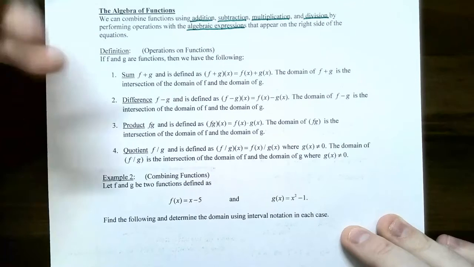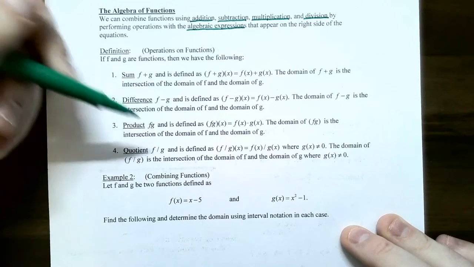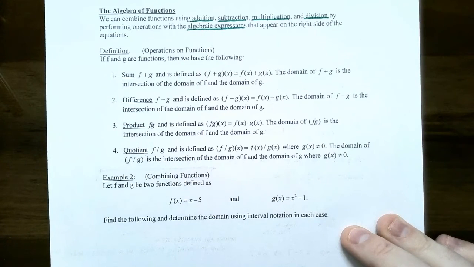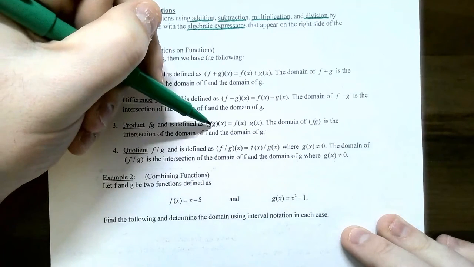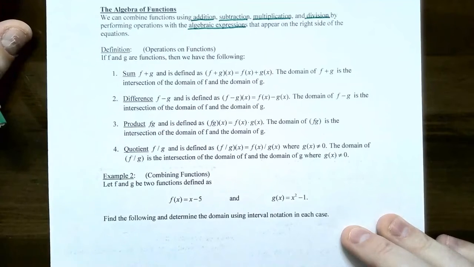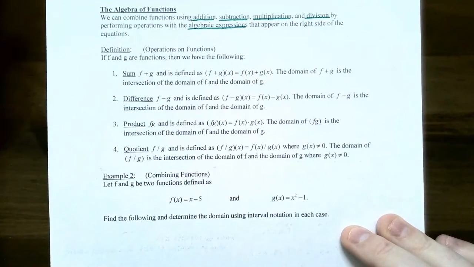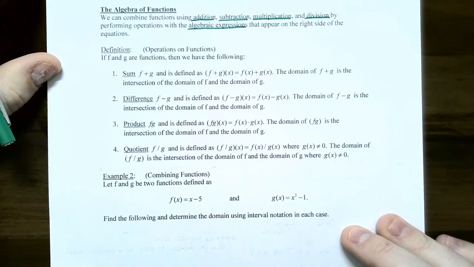The product function is f times g, so notice that there's no operation between f and g, so it's assumed to be multiplication. F times g of x, you take the two functions and you multiply them together, so f of x times g of x. And the domain is the same. It's the x values that are in common with both f and g.